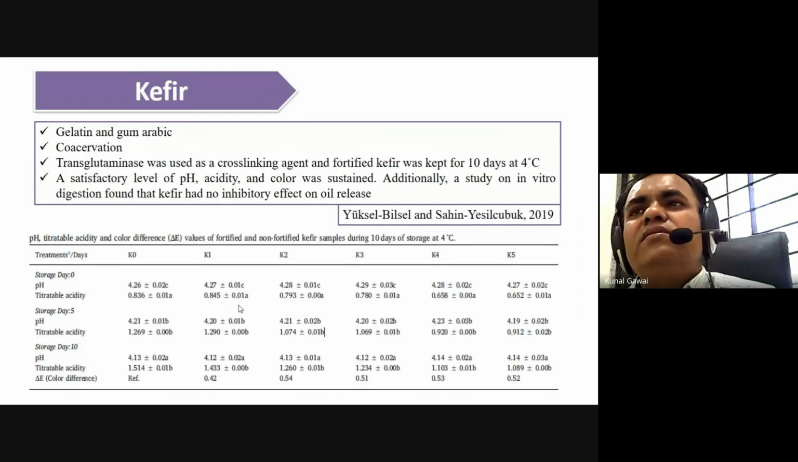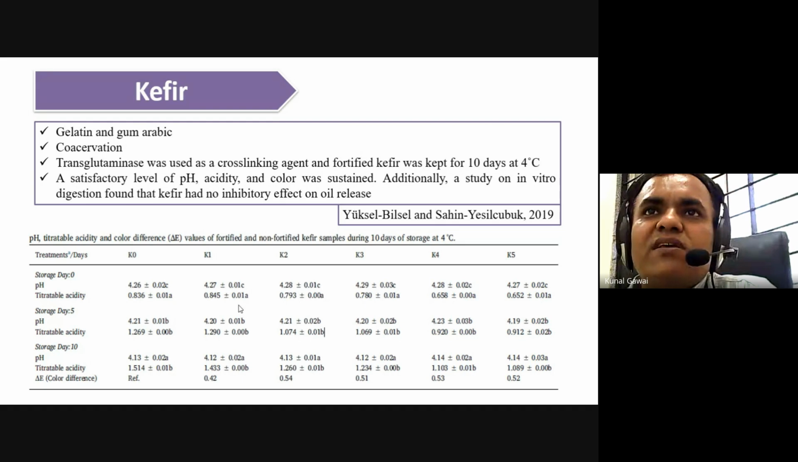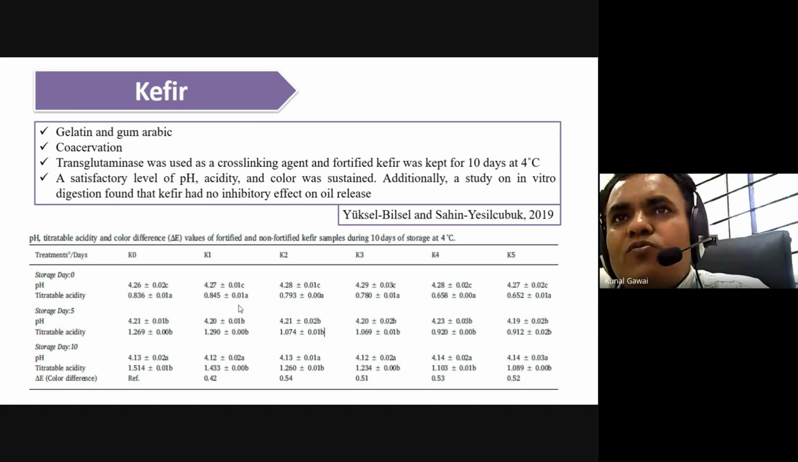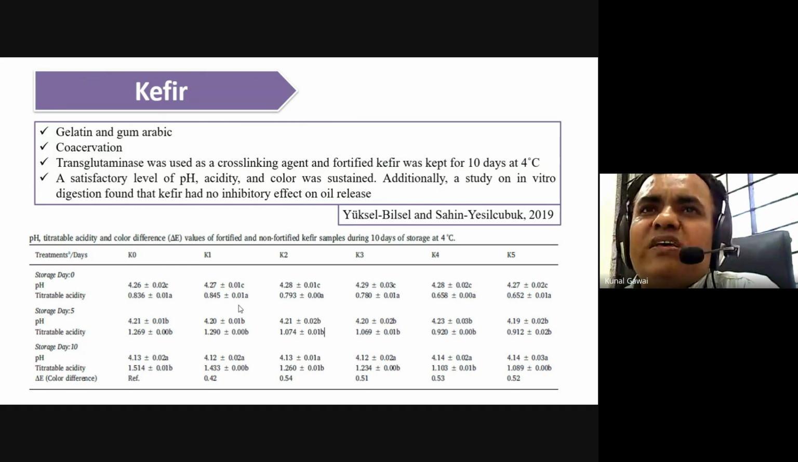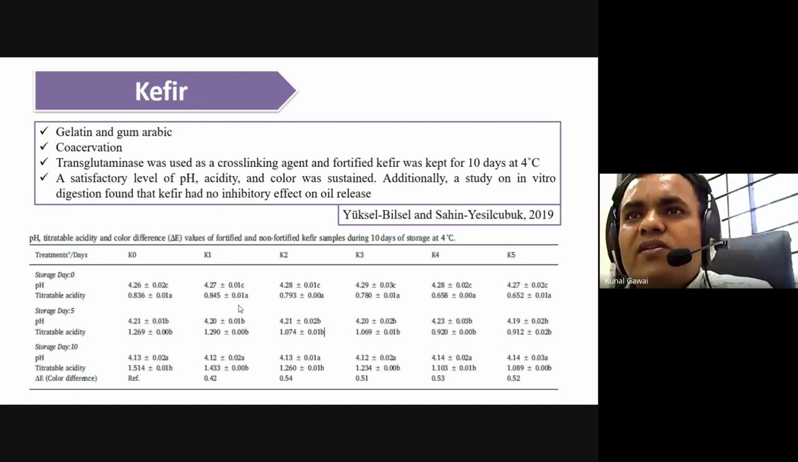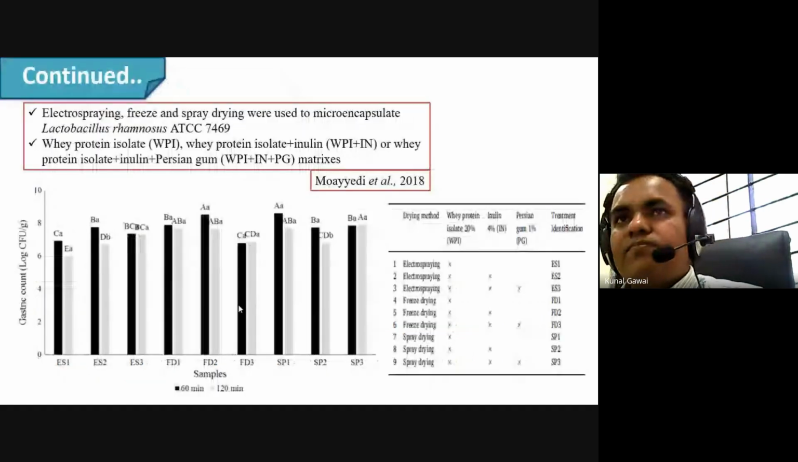Someone tried encapsulation in kefir also, using gelatin and gum arabic by the coacervation method. In coacervation, there is separation of two phases, in liquid form, and for that they use a certain agent like transglutaminase. In this particular example it was used as a cross-linking agent, and the fortified kefir was kept for 10 days at 4 degrees Celsius. This will give more impact by addition of the fortified material, and the release of that specific material will be protected because of microencapsulation.